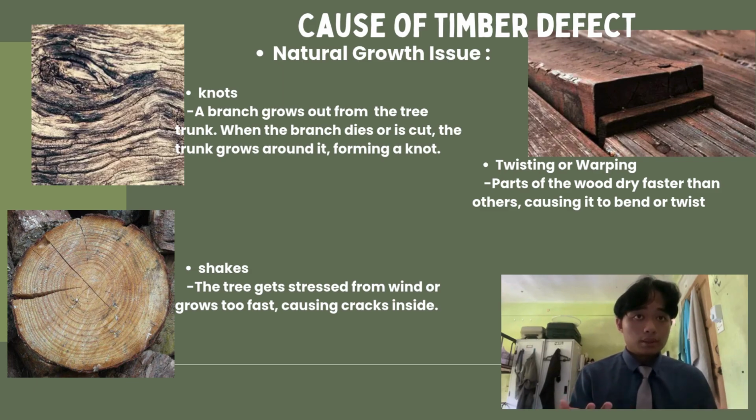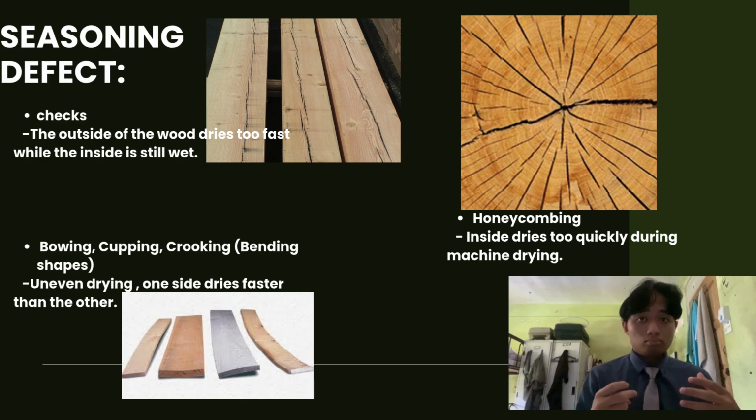The problem is the wood doesn't stay straight, which makes it hard to use. Then we have the second category, which is seasoning defects. We have shakes, or small cracks on the surface. This is caused because the outside of the wood dries too fast while the inside is still wet. This may cause cracks to form on the surface, making the wood weak.